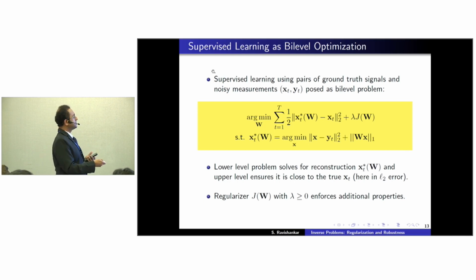And there could be additional regularizers, J of W. For example, you could enforce W to be orthogonal, which we saw coming up in earlier talks, or there could be sparsity in the weights, like Atlas talked about. So how do we solve this sort of bi-level optimization?